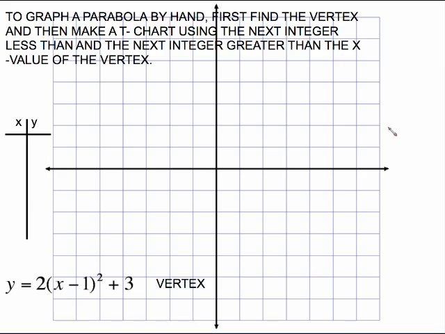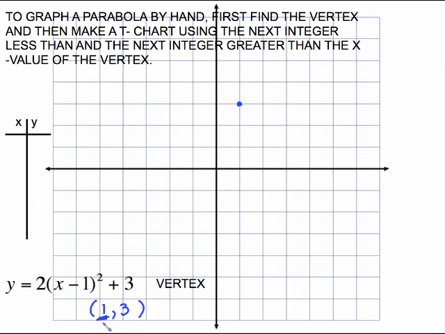To graph a parabola by hand, first you want to find the vertex, and then you're going to make a t-chart using the next integer less than and the next integer greater than the x value of the vertex. Sounds complicated, but it really is not. Name your vertex based on what we just learned previously. We know the vertex has to be an ordered pair. It is something from inside the parenthesis with a sign change, so this goes to +1, comma 3. That is my vertex, over 1, up 3.